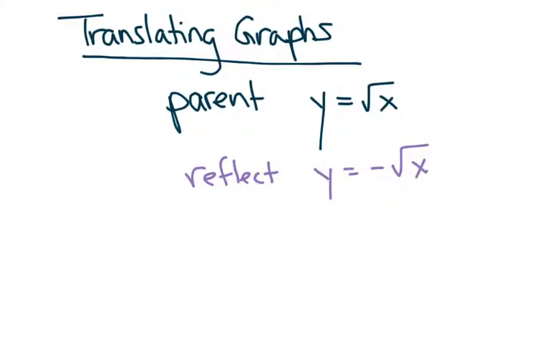If you move the graph up or down, it's going to be y is equal to the square root of x plus k. If k is positive, you've moved up. If k is negative, you've moved down.